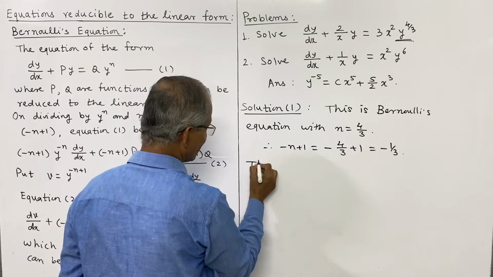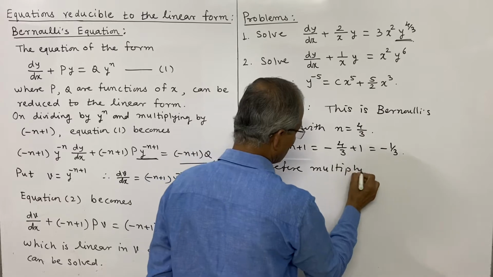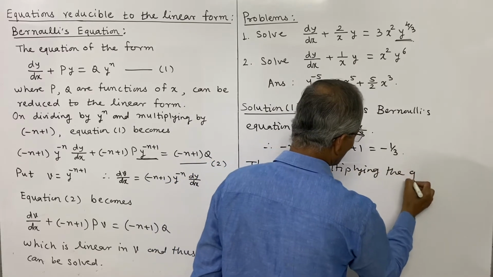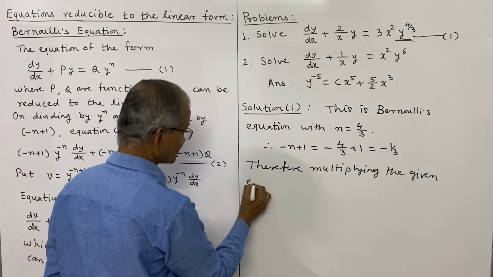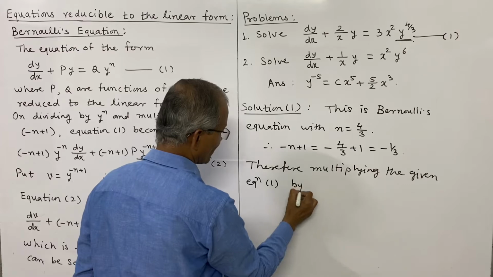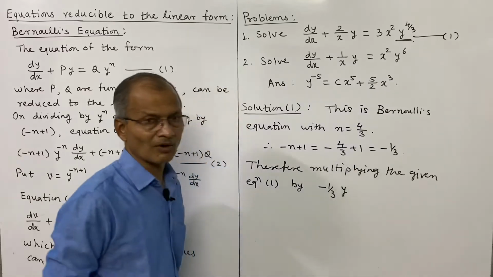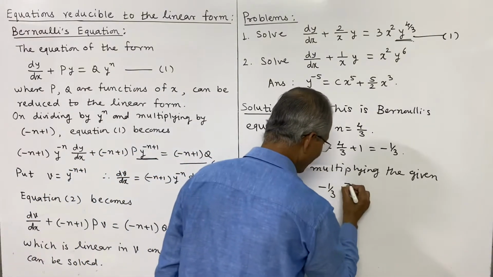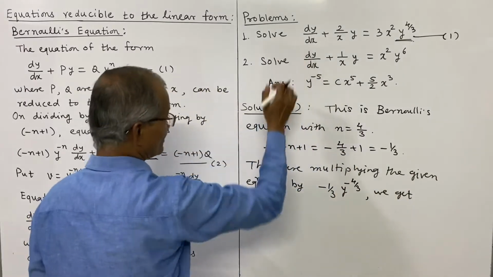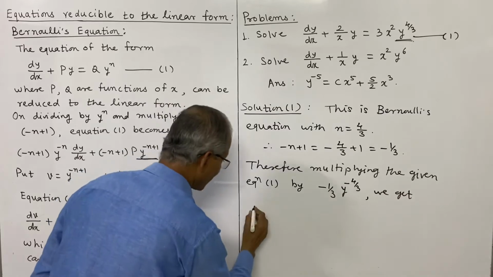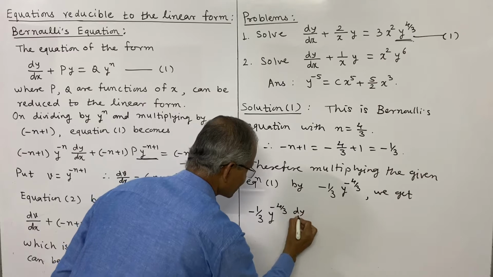Therefore, multiplying the given equation, or we may refer to this as 1. Multiplying the given equation 1 by minus 1 by 3 into y power, divide by y to the power 4 by 3, means multiply by y to the power negative 4 by 3, we get. Now see, this will be the term dy by dx multiplied by minus 1 by 3 y to the power minus 4 by 3 dy by dx.